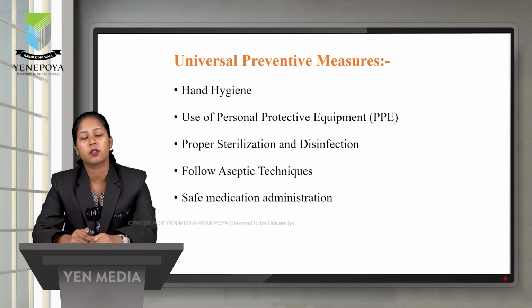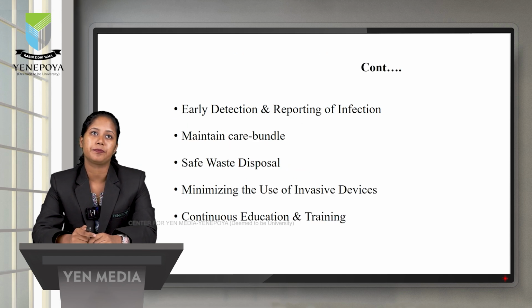Follow aseptic technique so that there won't be any chances of infection. Safe medication administration: always use a single syringe for a single patient. Do not use the same syringe for another patient, otherwise it will be a complication. Along with that, early detection and reporting of any infection. Maintain care bundle. When you have a central line or catheter, we have a care bundle with a few criteria, that is date of insertion, date of care. When you maintain the care bundle, you can analyze when the infection started.